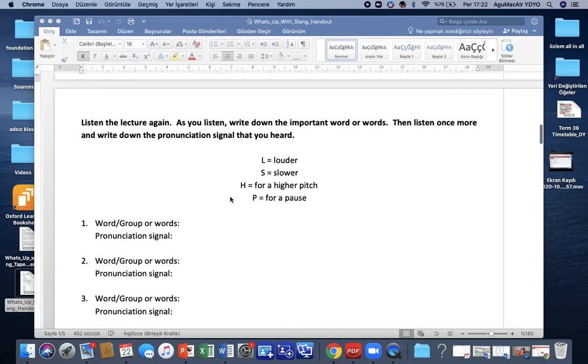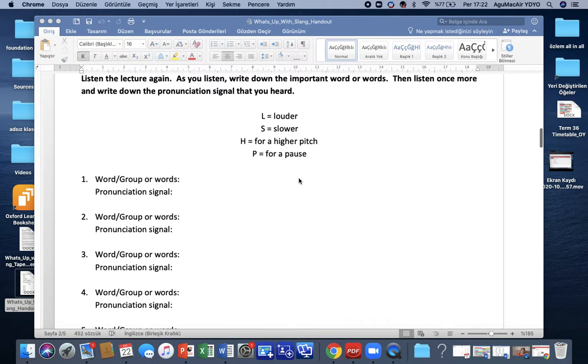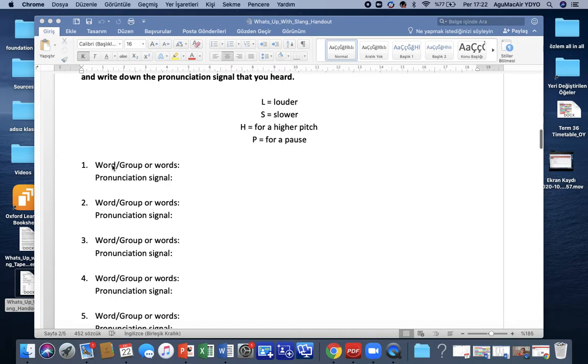And here we have another task. You will listen to this short lecture again. As you listen, write down the important word or words, then listen once more and write down the pronunciation signal that you heard, right? So we have some letters here: L for louder, S for slower, H for a high pitch, and P for a pause. So while listening to the short lecture, you need to write the word or group of words, and then you need to write the pronunciation signal.